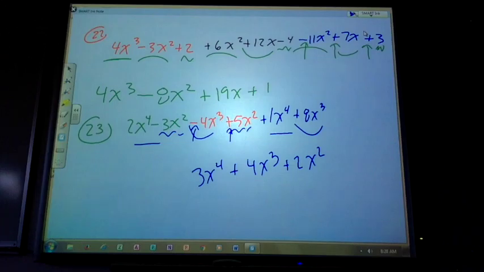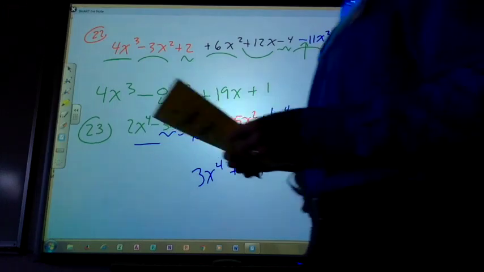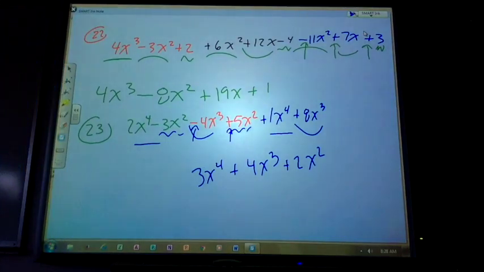Good to go? Happy? Sad? Scared? That packet I handed out to you. So the very front page, second page, and the third page are the notes that we had done yesterday. Okay? Does that make sense?